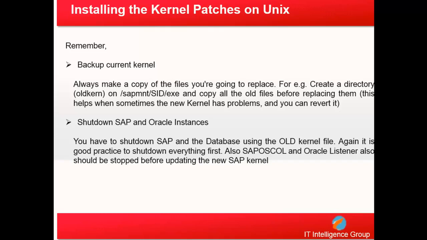Okay, then let's go to the next page with some key things before we can apply kernel patches. The most important thing is to make sure that you are backing up the kernel folder. The kernel folder is basically at two locations: one is the /sapmnt/SID/exe folder, and the other is the kernel folder. These are the two locations that we need to make sure we back up. Once the backup is done, we need to shut down SAP and shut down the Oracle instance. We also need to make sure that the SAP OS collector, that is SAPOSCOL, and the Oracle listener are down during the upgrade of the SAP kernel. These are the things to note, which are very important.